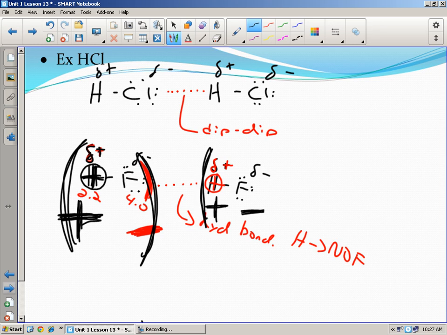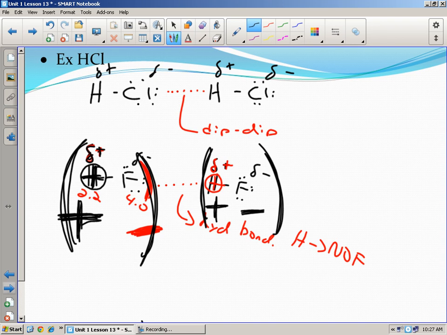Very positive, very negative. It's a stronger type of dipole-dipole force. So strong it needs its own name, hydrogen bonding. It needs its own category. How strong is hydrogen bonding? I'll show it to you. In some cases, it's 100 degrees Celsius stronger. Think about 100 degrees Celsius. That's a lot.